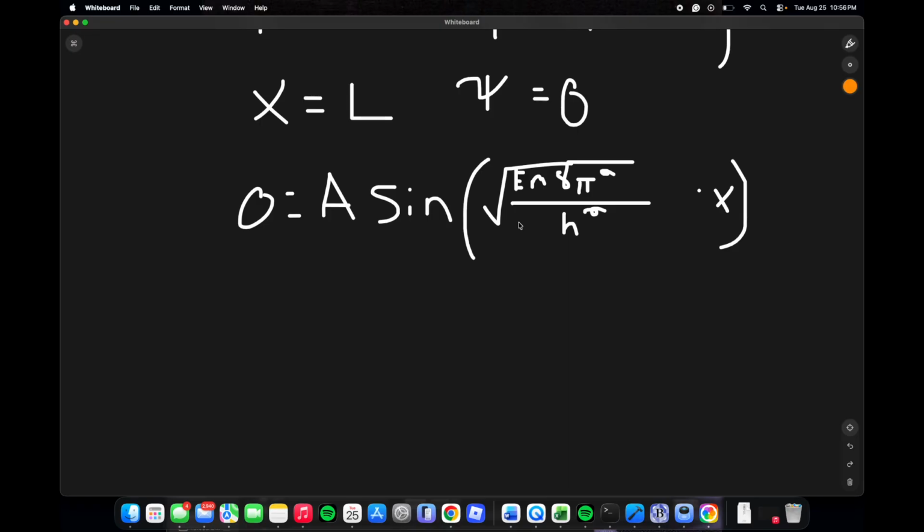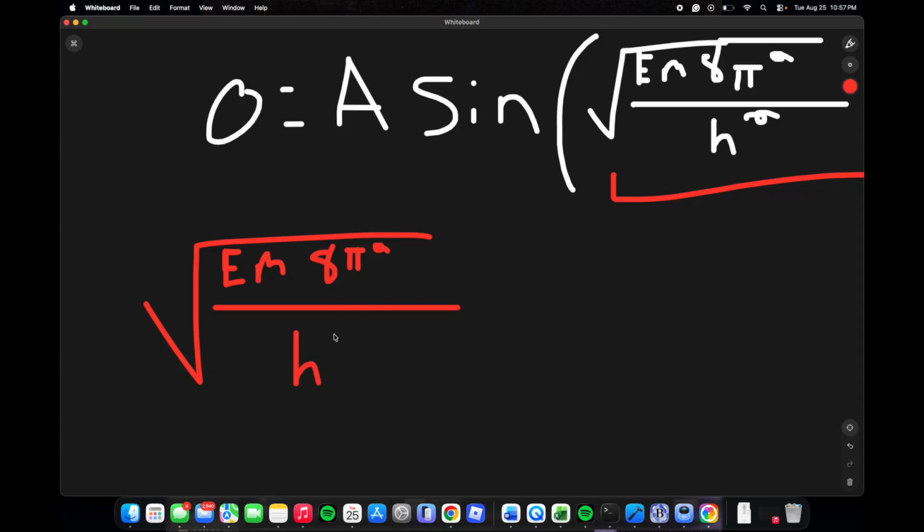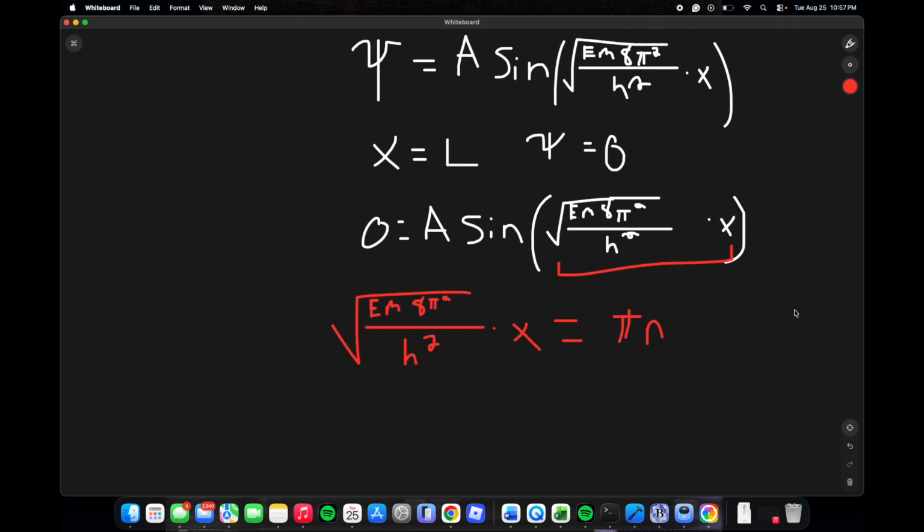Any multiple of pi n, okay? So what we're going to take is this argument here of sine, and we're going to say that the square root of E m 8 pi squared over h squared times x must equal some multiple of pi. All right, that should make sense, right?